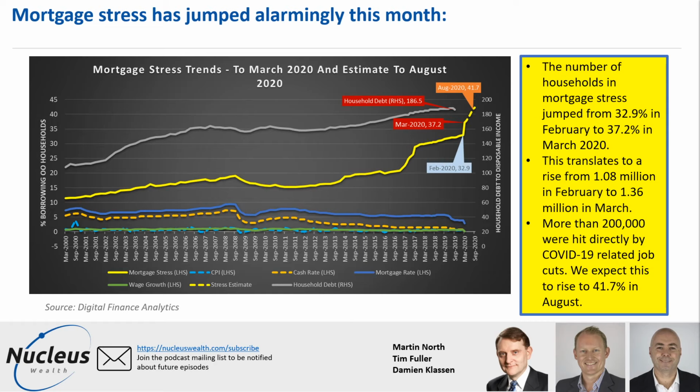And you run that forward based on what I'm thinking is going to be playing out, we're going up to 41.7%, right? Now, that is a huge deal because it means that we go from 1.08 million households in February to 1.36 million in March, directly related to job cuts, directly related to financial pressures.